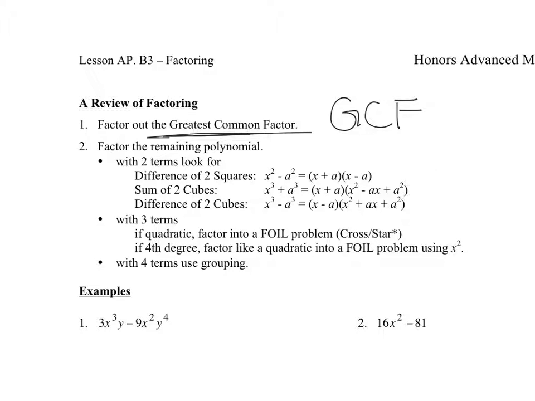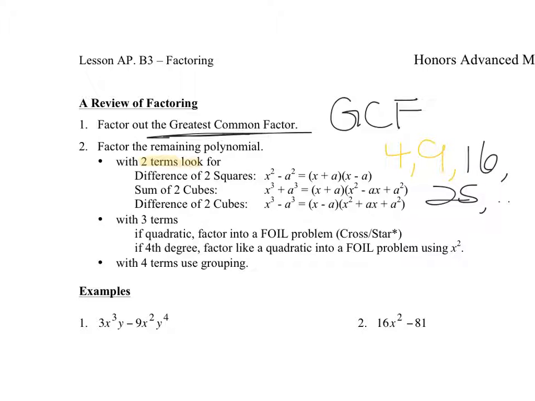Now, if your polynomial has 2 terms, then you are going to look for some special cases. Difference of 2 perfect squares. Do you know your perfect squares? Perfect squares are 4, 9, 16, 25, right? Perfect squares. You're going to look for that when factoring.